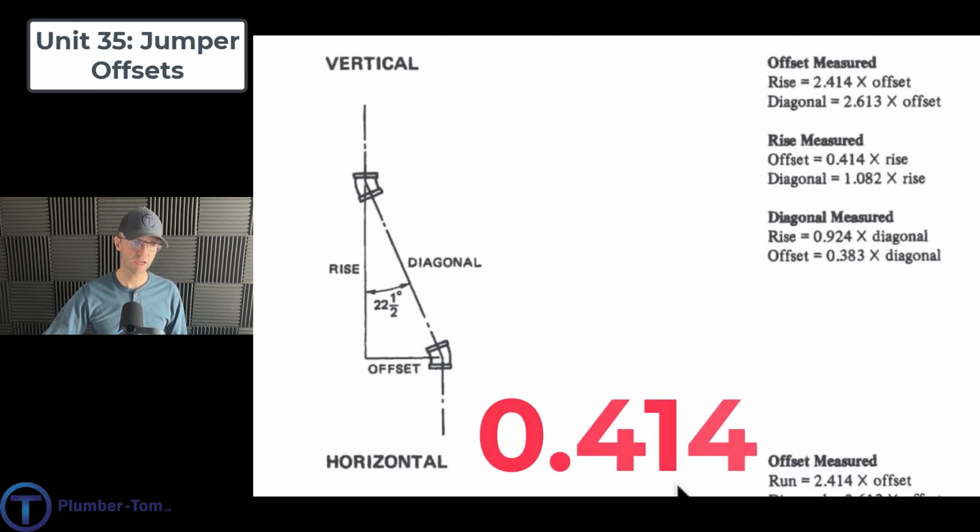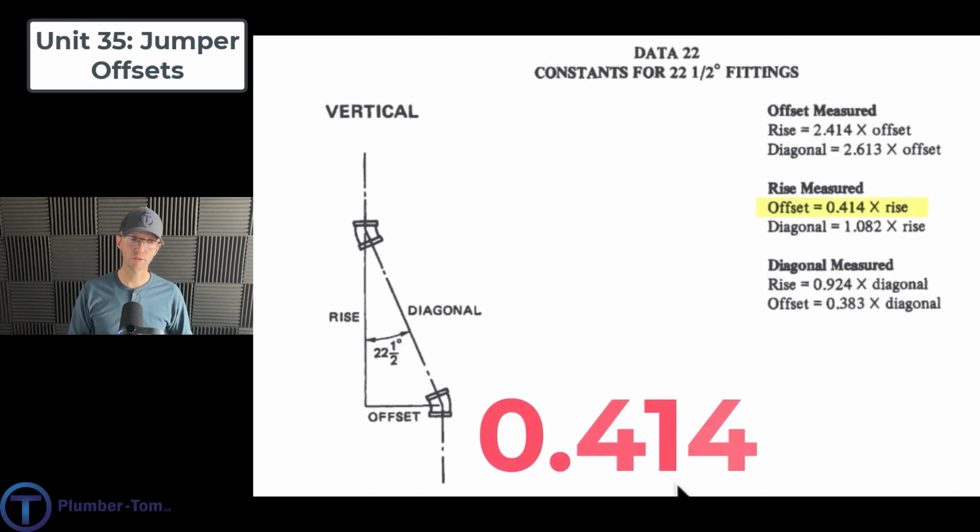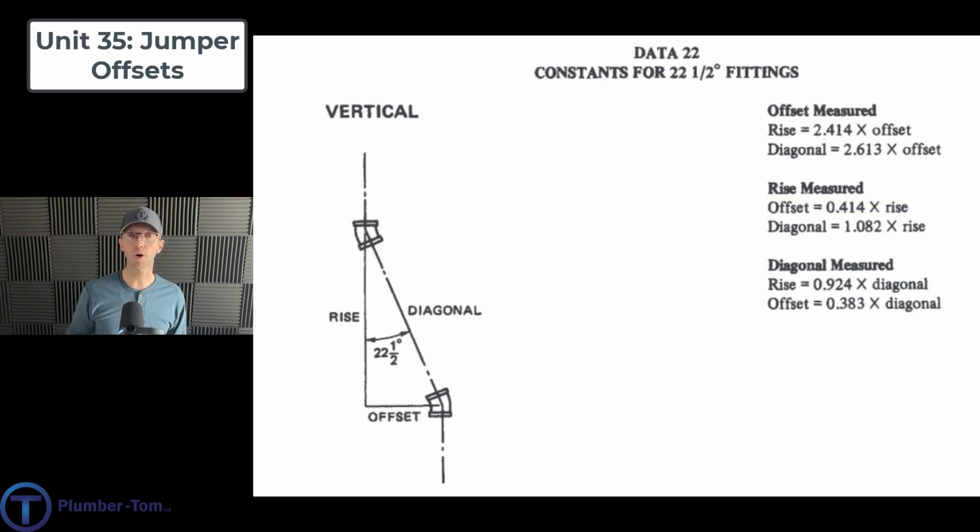Same thing will happen here with the rise. If I take that rise and I times it by 0.414, it's going to give me the offset. That's the piece we're going to need as we're defeating these jumper offsets and all of the offsets we do in the next two units, 36 and 37. Let me point out, though, this is not hard to remember because you always use 1.414. And when we come to these 22 degree angles and we're trying to figure out offsets, just take off the 1. You've got this number already, 0.414. So hang on to that one. Let's get to the sample problems.